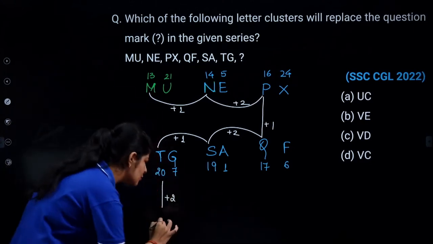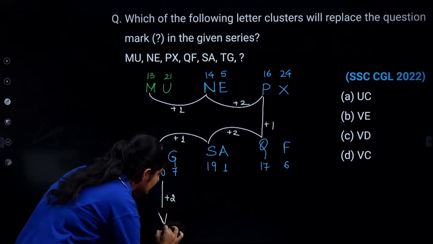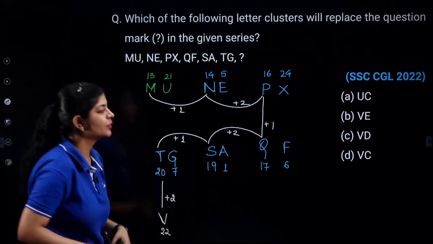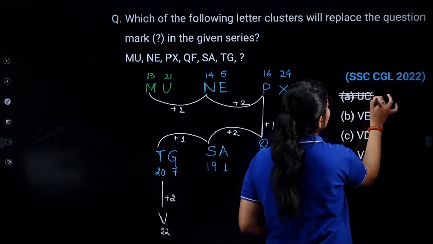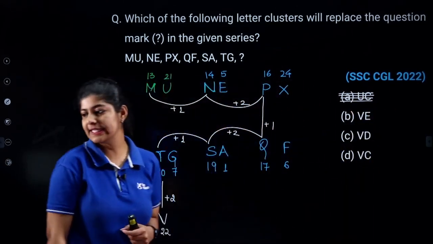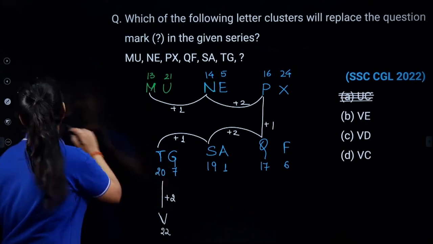20 + 2, that is 22, and 22 is associated with V. So we can easily eliminate our option number A.